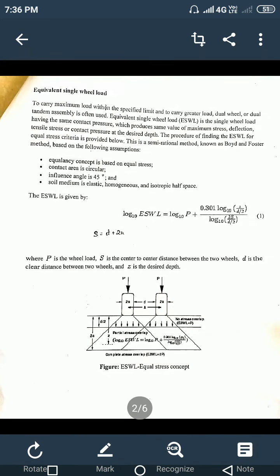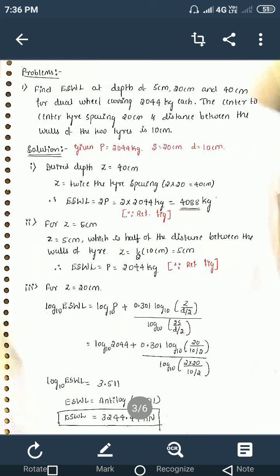Here we have some simple problems related to the equivalent single wheel load. You can see the problems here. They have given the problem: find the equivalent single wheel load at depths of 5 cm, 20 cm, and 40 cm for a dual wheel carrying 2044 kg of load. The center to center spacing is given, and the distance between the walls is given.